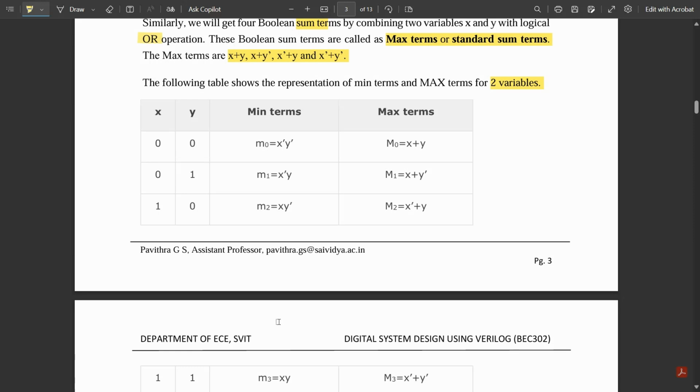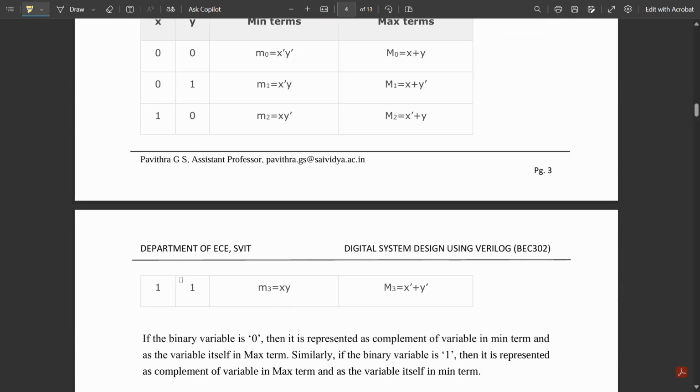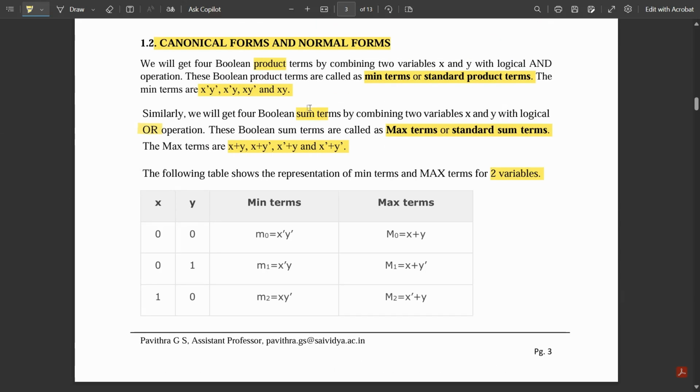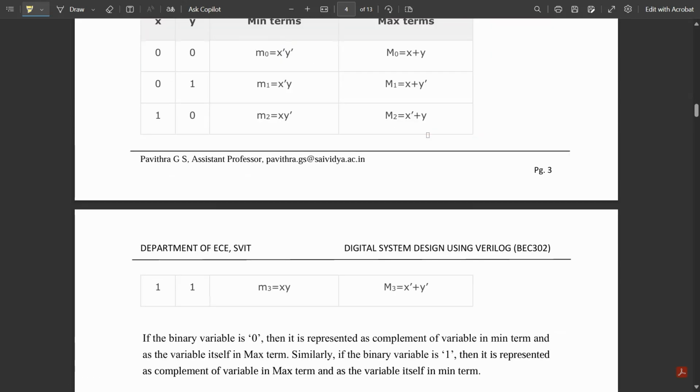These terms come under the canonical form conversion, product to sum and sum to product, in the upcoming problems. So let us discuss more about that in detail in the upcoming videos. So these were the things under canonical forms: one is min terms and max terms.